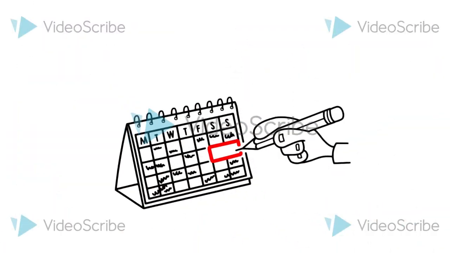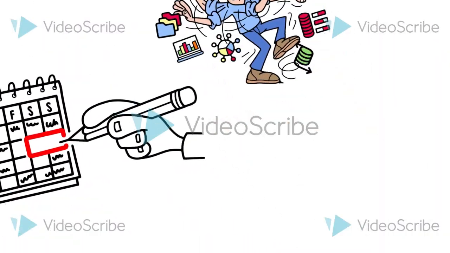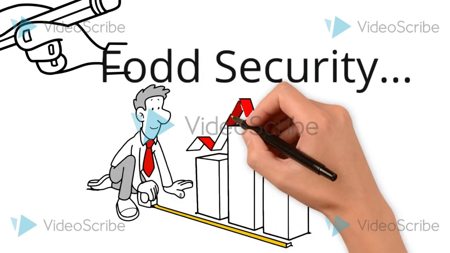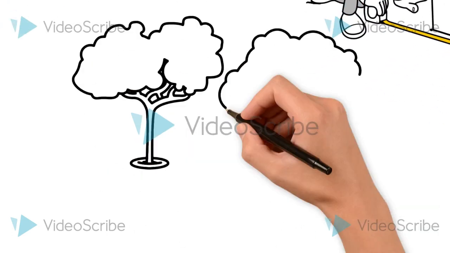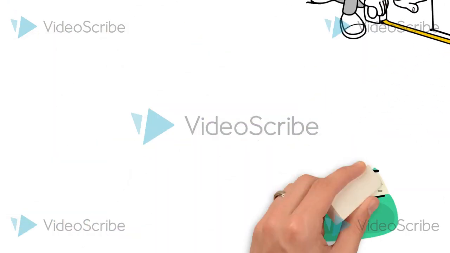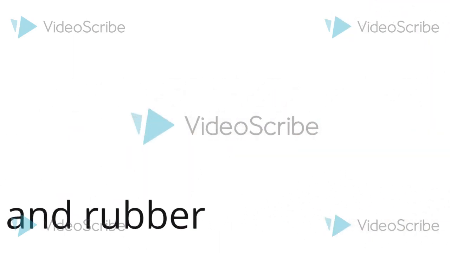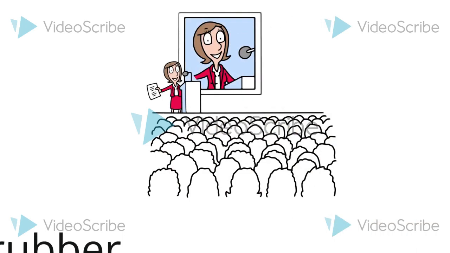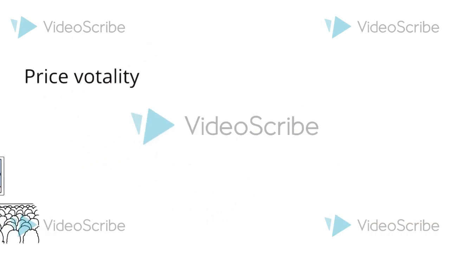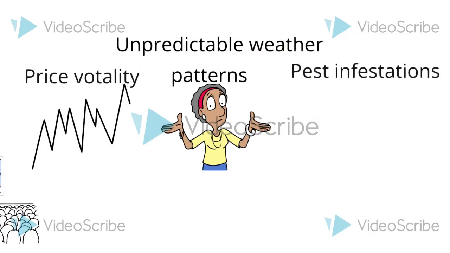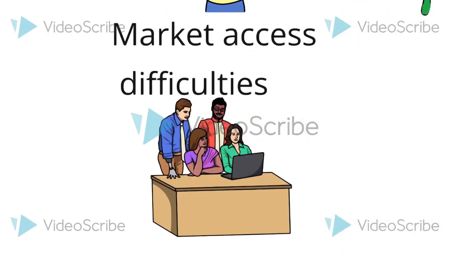In recent years, Malaysia has faced numerous challenges in ensuring food security for its population. With its diverse agricultural sector producing vital commodities like palm oil, rice, cocoa, and rubber, the country has to navigate issues such as price volatility, unpredictable weather patterns, pest infestations, and market access difficulties.